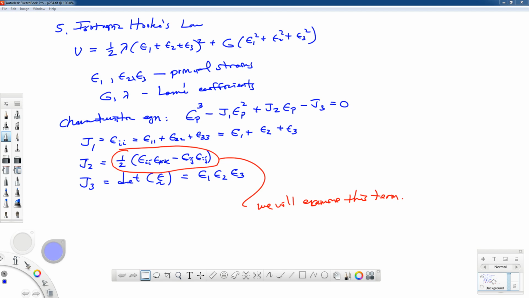So in this lecture, we're going to take a look specifically at the isotropic version of generalized Hooke's law and the associated strain energy density function that we're using as a potential function. So previously we had written down that U is equal to 1/2 lambda (epsilon 1 + epsilon 2 + epsilon 3) quantity squared plus G (epsilon 1 squared plus epsilon 2 squared plus epsilon 3 squared), where epsilon 1, epsilon 2, and epsilon 3 are principal strains, and G and lambda are the Lamé coefficients.